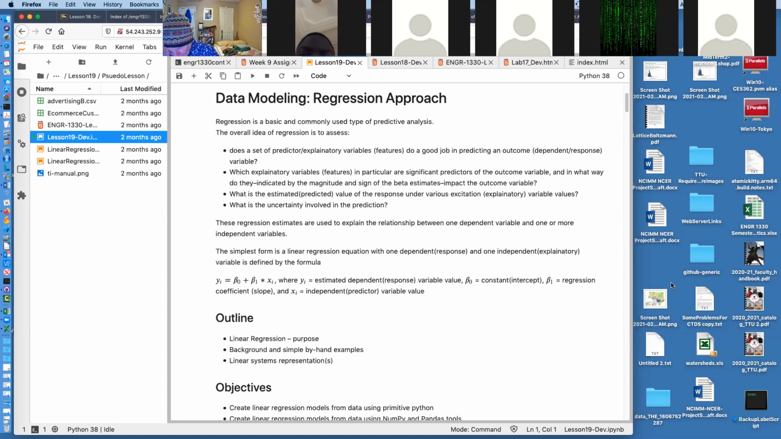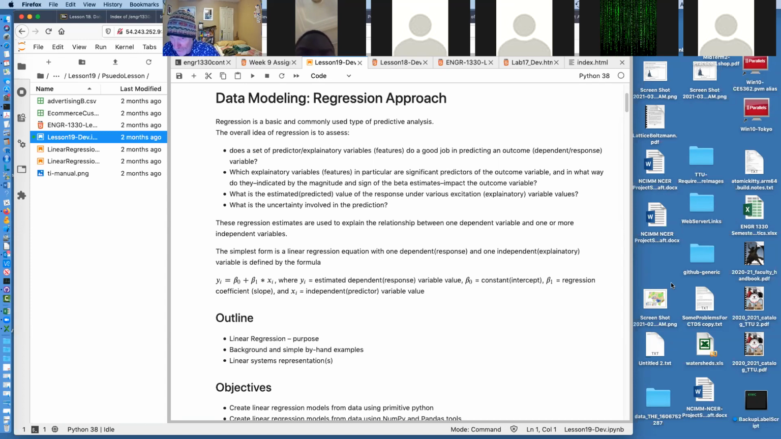You did it on the exam that you've handed in, where we looked at speed versus time, and you were asked to predict what the speed of the vehicle would be at 15 seconds. That is exactly this question. What is the predicted value of the response?